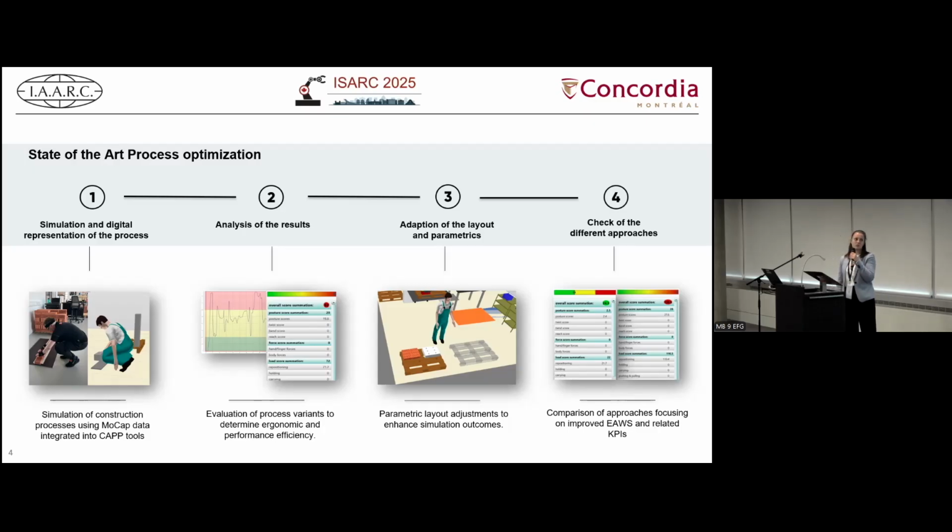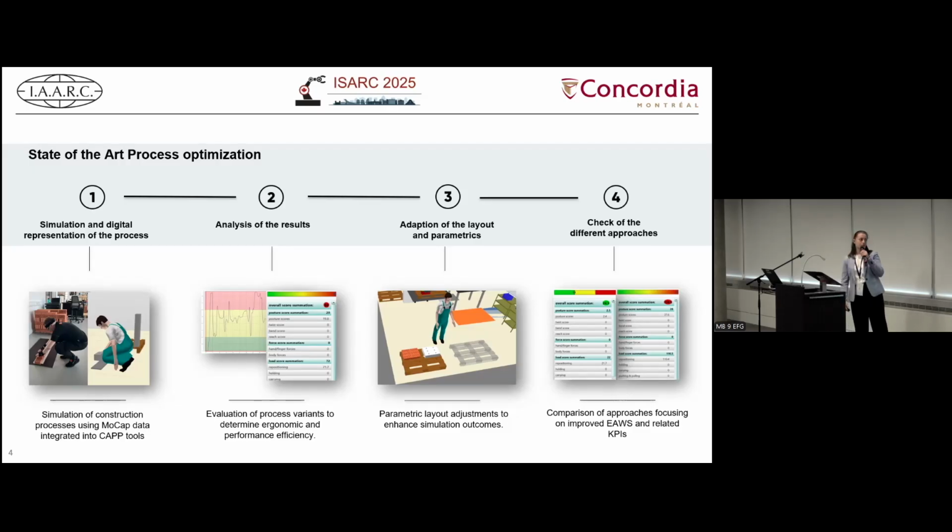After setting up this digital twin of the human as well as the process environment, you can simulate this process and get results regarding, for example, the ergonomics. Here we use the so-called EAWS score, standing for Ergonomic Assessment Worksheet, and this is a standardized method for evaluation of the ergonomics in a process.